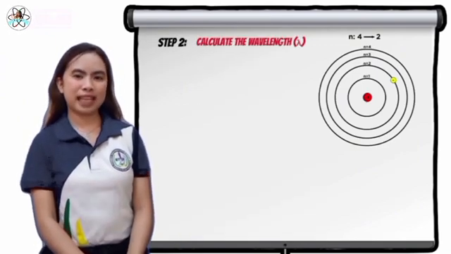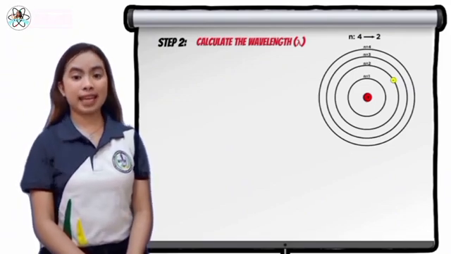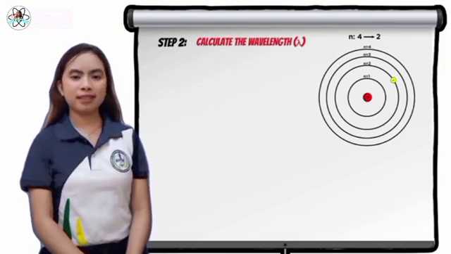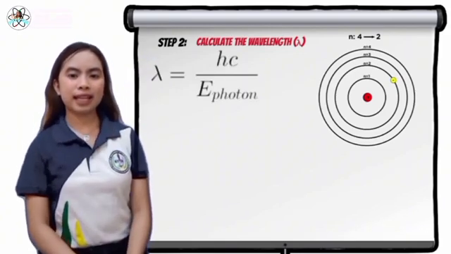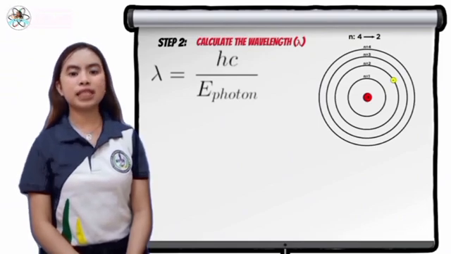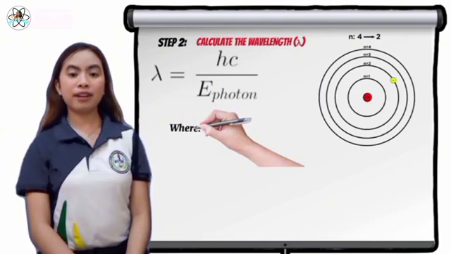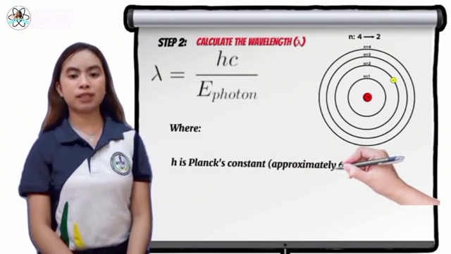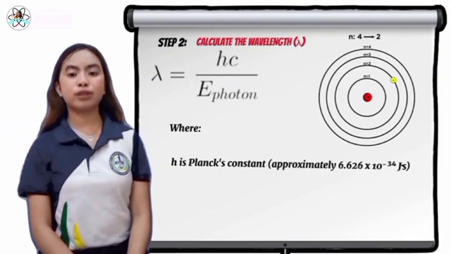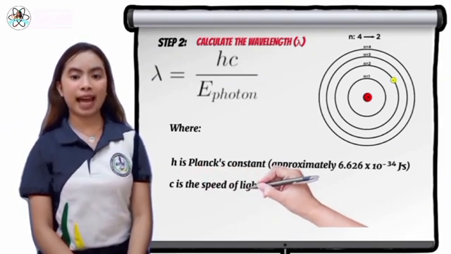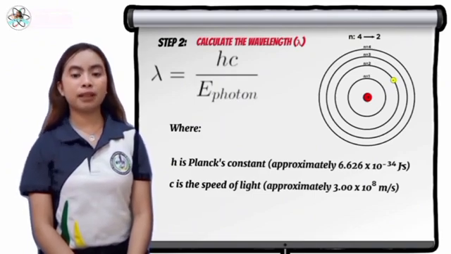Let's now calculate the wavelength. So the energy of the photon, or the E photon, is related to its frequency and wavelength. Solving wavelengths, we will use this formula. So wavelength is equal to Planck constants times the speed of the light divided by the energy of the photon. Where H is the Planck constants, it is approximately 6.626 times 10 raised to negative 34 joules seconds. C is the speed of the light. It is approximately 3.00 times 10 raised to 8 meter per second.